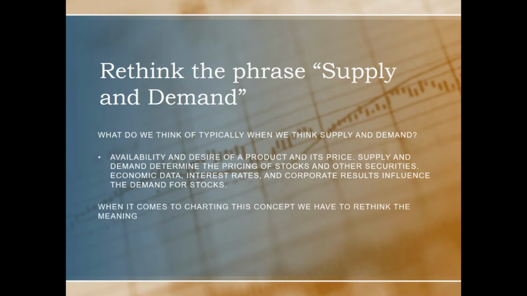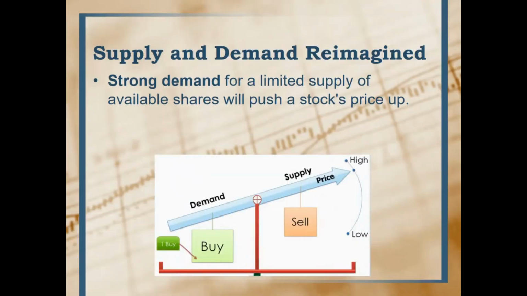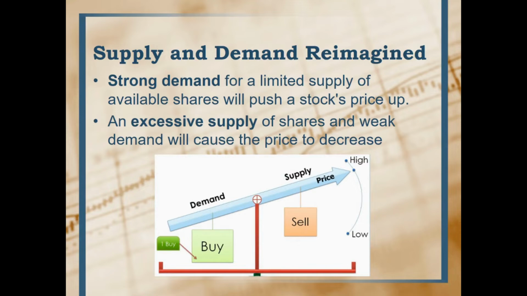When it comes to charting this concept, we have to rethink its meaning. The law of demand states when the price of any product increases, then its demand will fall. When its price decreases, then its demand will increase in the market. So if we have a strong demand for a limited supply of available shares, this will push the stock's price up. And the inverse is true for supply. An excessive supply of shares and a weak demand will cause the price to decrease.